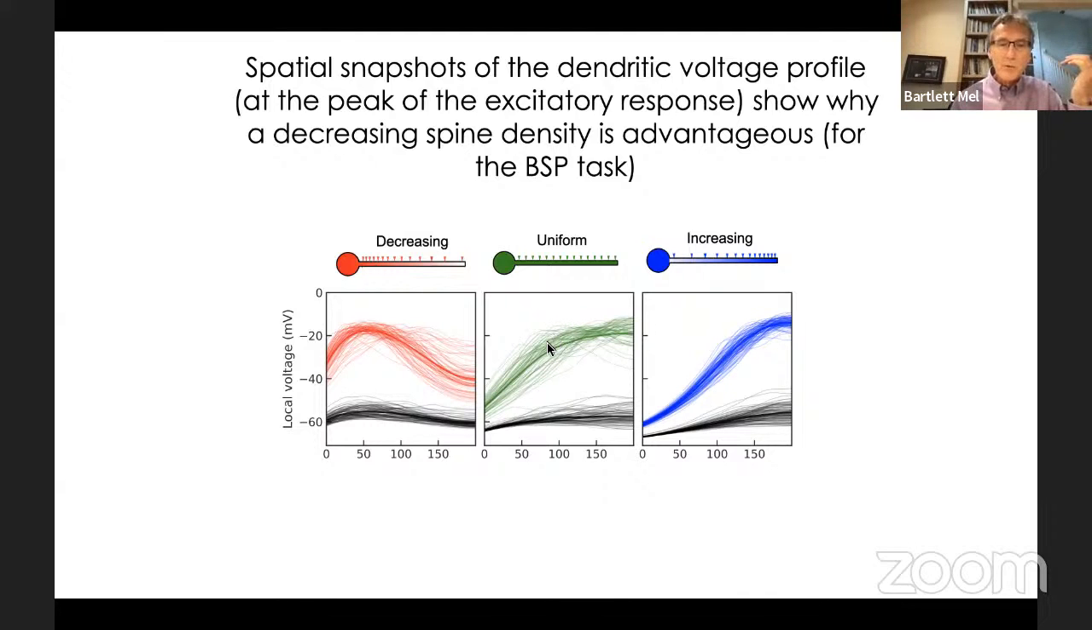Now, the case of the uniform is not peaked very well at all. The point is that the synapses are activated all over the place, and you have peaks all over the place too. So you have a lot less predictability about where the maximum voltage response will be inside the dendrite than you do in either of these biased cases.